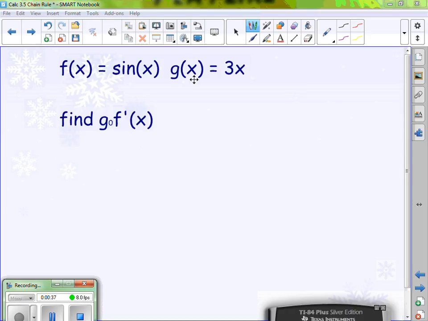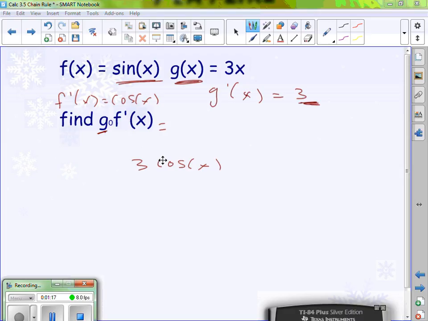the easiest way to try to do these: g is your first number, so I'm going to look at the g. What's the derivative of g? 3. So I'm going to have 3 times, now put this in for x. What do you notice? There's no x, so there's nothing to put in for this one. Times by whatever f prime is. What's the derivative of sine? Cosine. So I have cosine of x. Your answer is 3 cosine of x.